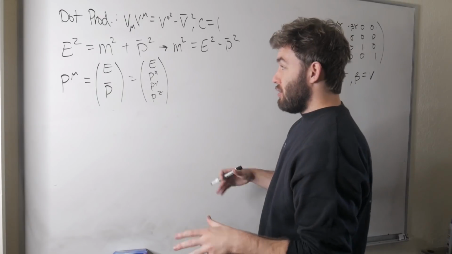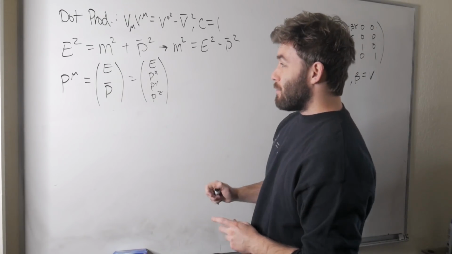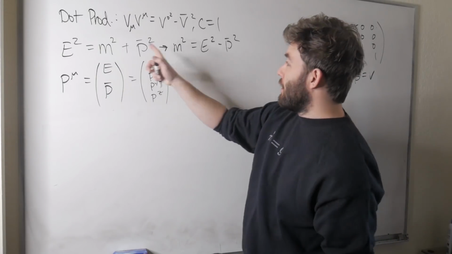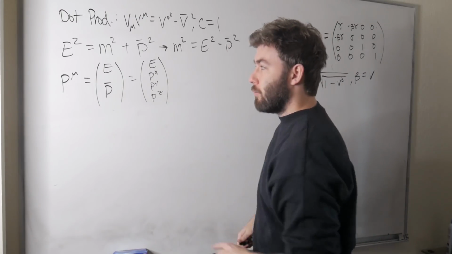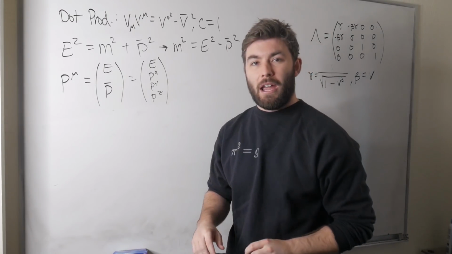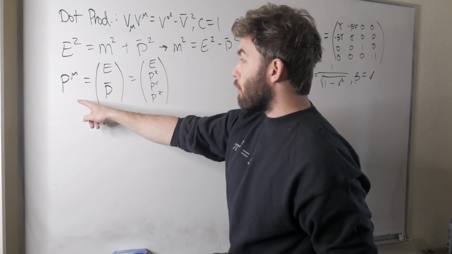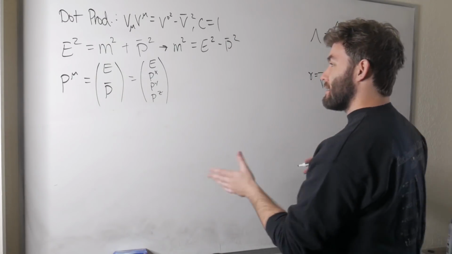Something that could be useful to make a video on in the future, let me know in the comment section if you'd like to see it, is proving that this in fact is a 4-vector, because under that assumption, m is definitely a scalar, but to prove that this is a 4-vector requires a bit of technical care that I didn't include in this video. So just let me know if you'd like to see a future video where I show that the four-momentum is a 4-vector. But from assuming that it is, let's carry on.